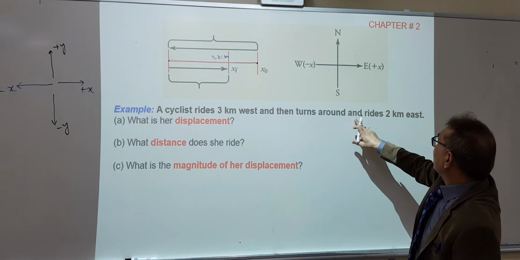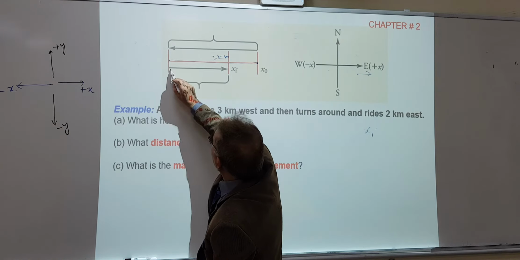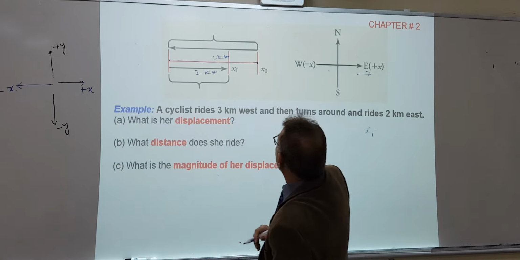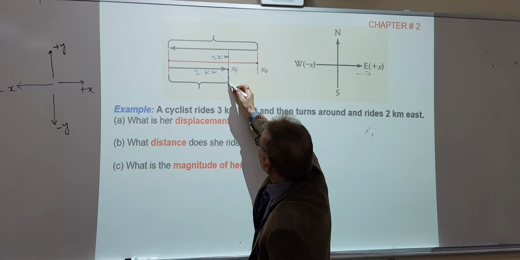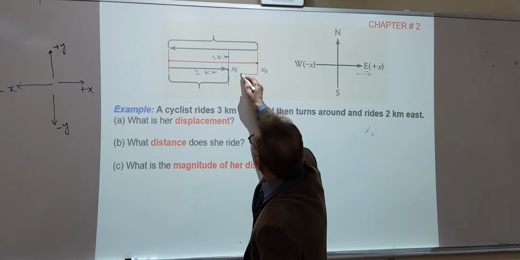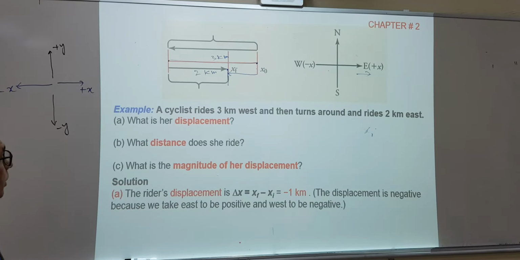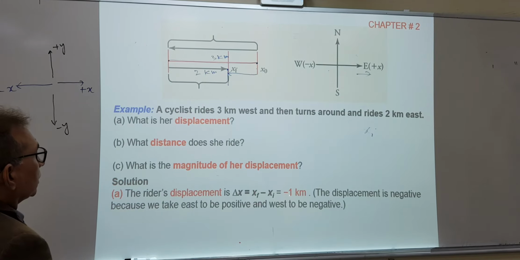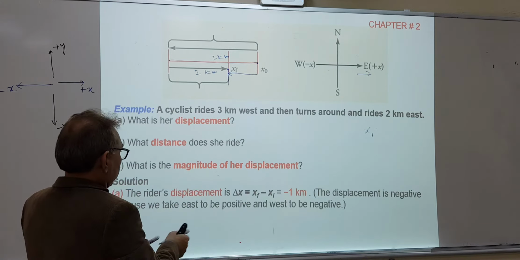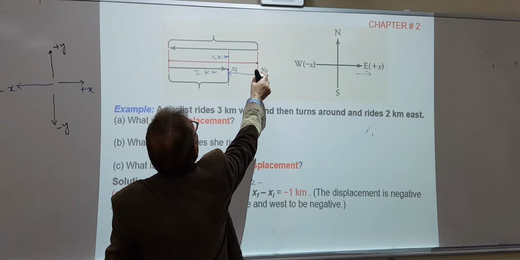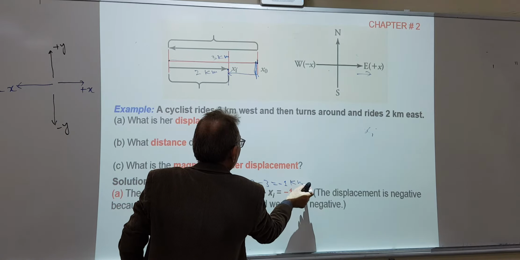And then he turns around and rides 2 kilometers east. He turns around, and this side is east, you see. So he starts from here and then this side, so this is 2 kilometers. What is his displacement? You see, this is the final position, this is the initial position. So always from initial to final, right? So you will get this one here, you see, final 2 kilometers minus initial, this is 3 kilometers, right? So minus 3 is equal to minus 1 kilometer.